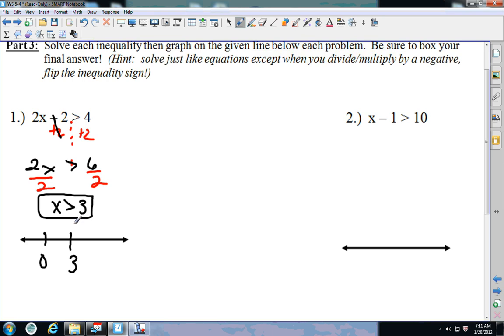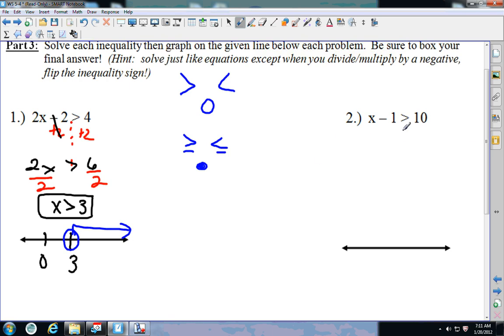Are we going to use an open circle or closed circle? It is going to be open because remember, when it's greater than or less than, it's an open circle. If it has the equal to bar on it, then it's a closed circle. This is the greater than symbol, so I'm going to shade to the right.